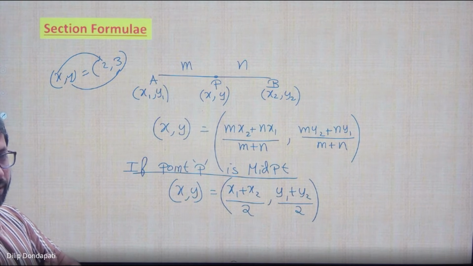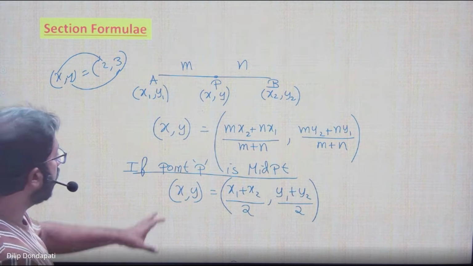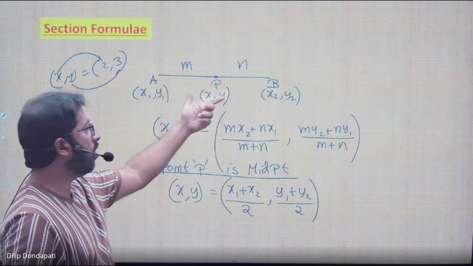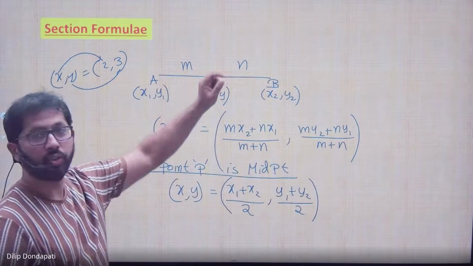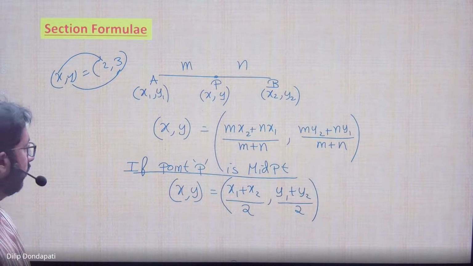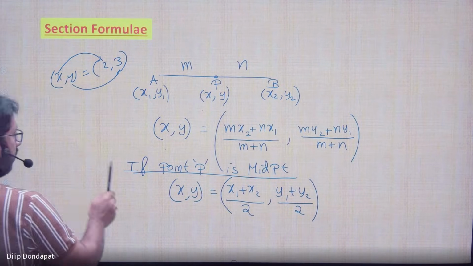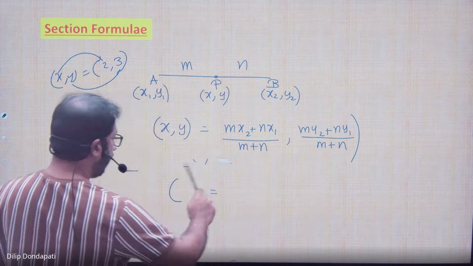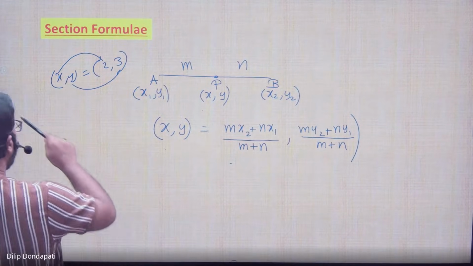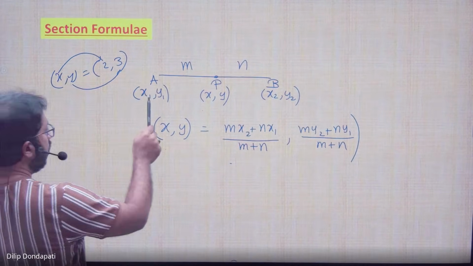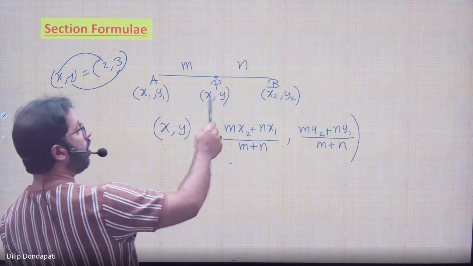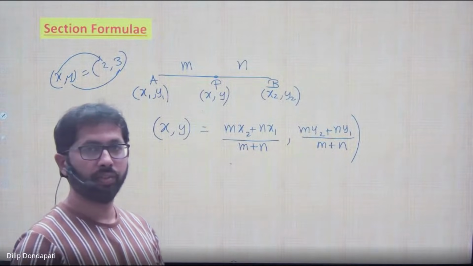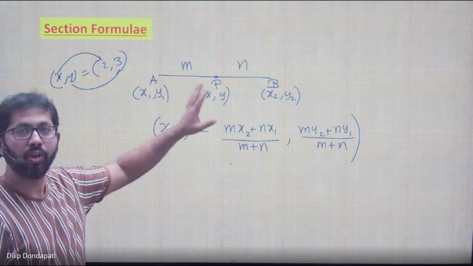Okay, suppose in the question they'll give the coordinates of A and B and the coordinates of P, and they'll tell you to find the ratio AP and PB. So what will you do? Ratio means m is to n only, we have to find that.